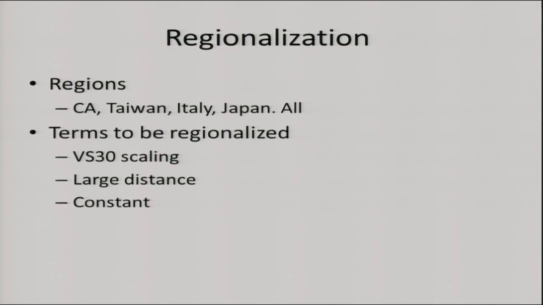And so the regionalization, there's 4 regions that I looked at. California, Taiwan, Italy really is questionable as a region if you don't have all the aftershocks in there, Japan, and then All. And All means everything put back together again. So not what's remaining, but if you're in a region that doesn't have enough data, you get thrown into the everything region. The terms to be regionalized: VS30 scaling, large distance scaling, and the constant terms.